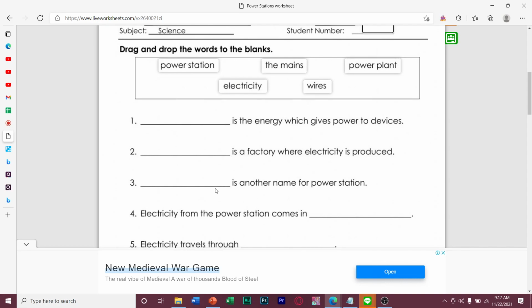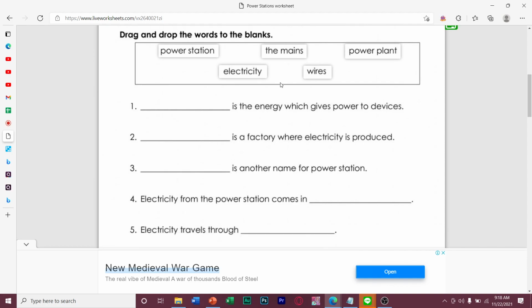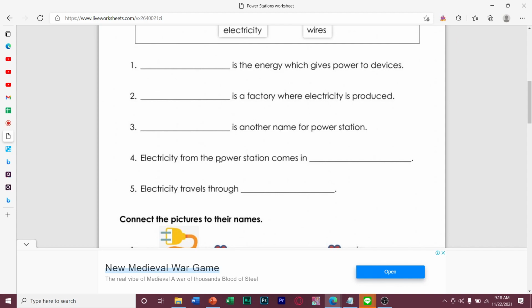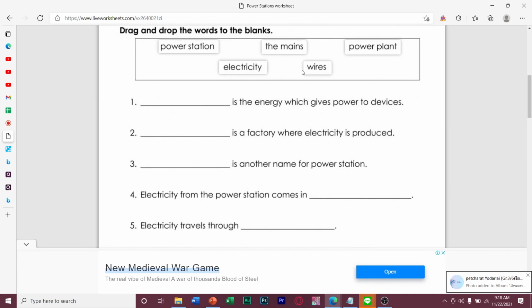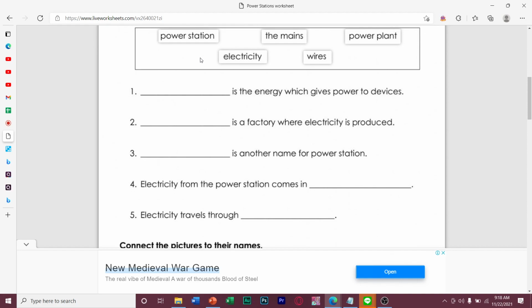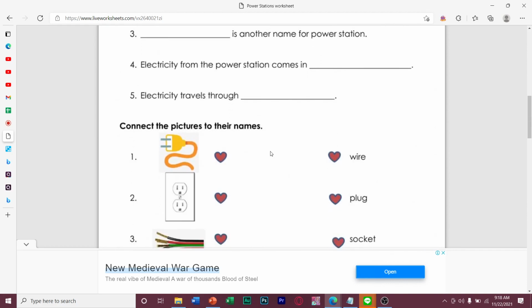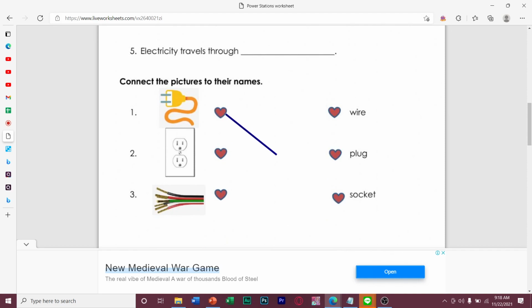Next, number 3. It's another name of power station. Power plant or the mains. Next, number 4. Electricity from the power station comes in the mains, wires or power station? Electricity travels through wires from the mains. Then after that, you're going to click this one. Okay, what's this? Is it plug, socket, or wire?